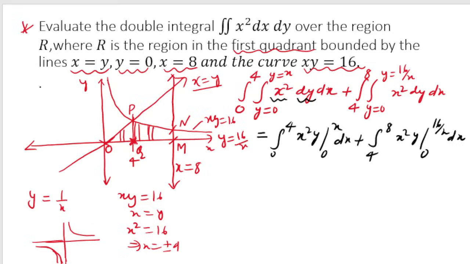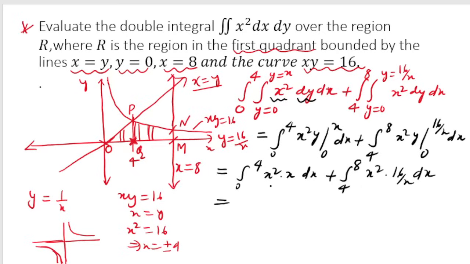So this is equal to 0 to 4 and x square y, y is equal to x minus 0, so I will write x dx, and plus 4 to 8, so x square and into 16 by x minus 0, so this will be 16 by x dx. So it will be what? It will be x square into x, that is x cube. So I will write x cube, integration is x to the power 4 by 4, limit is 0 to 4, and plus 16 is a constant and this will become x. So integration is x square by 2, limit is 4 to 8.